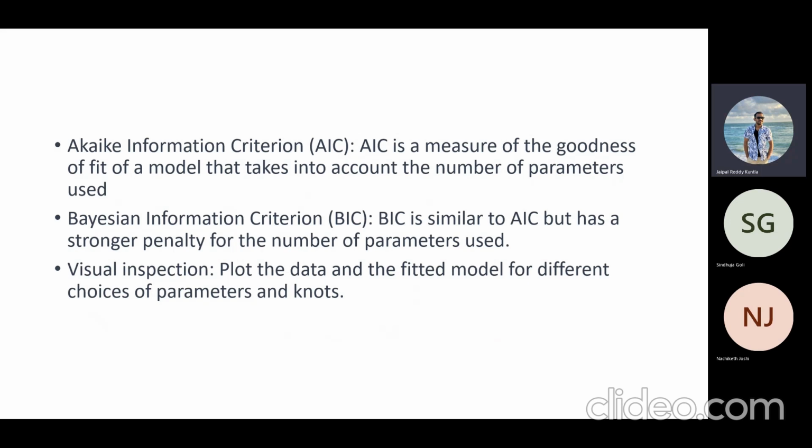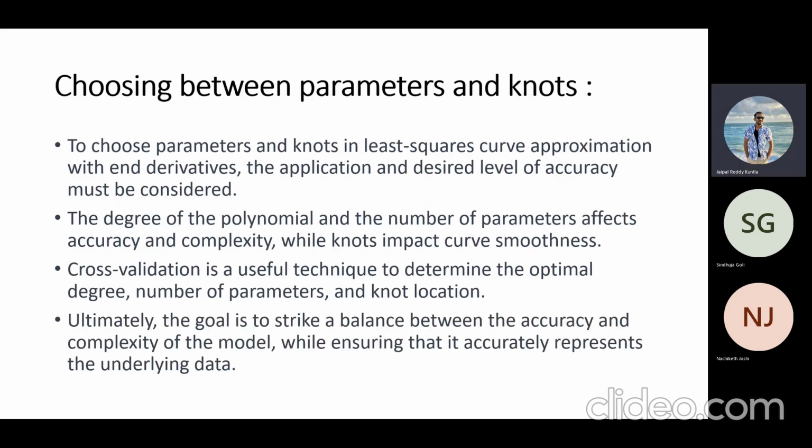Visual inspection: plot the data and the fitted models for different choices of parameters and knots. So initially we got to know four different methods that can help us choose between parameters and knots. To choose parameters and knots in least squares curve approximation with n derivatives, the application and desired level of accuracy must be considered. The degree of the polynomial and the number of parameters affect accuracy and complexity, while knots impact curve smoothness.